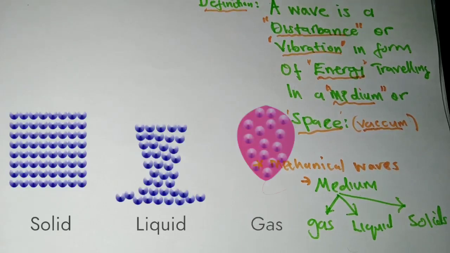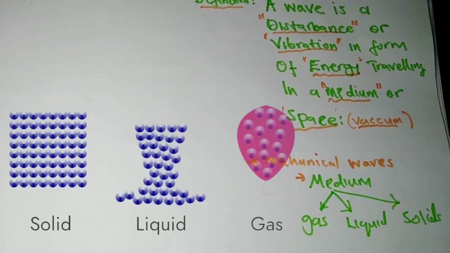We have a diagram here showing us the three states of matter: solids, liquids, and gases. We know from the kinetic theory of matter that all these three states consist of what? Tiny particles. As you can see, you have the particles shown there in solids, in liquid, and also in gas.